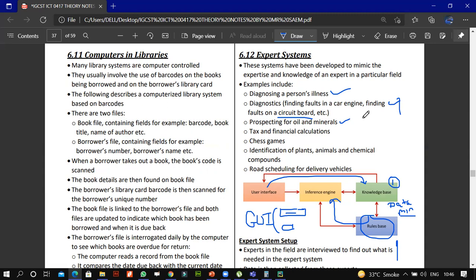You can prospect for oil and minerals. You have an expert system that has a model built into it. It can tell you where it is possible to find what minerals. That could be really helpful. If you want tax calculations, it can help you do that as well. Chess games, identification of plants and animals.